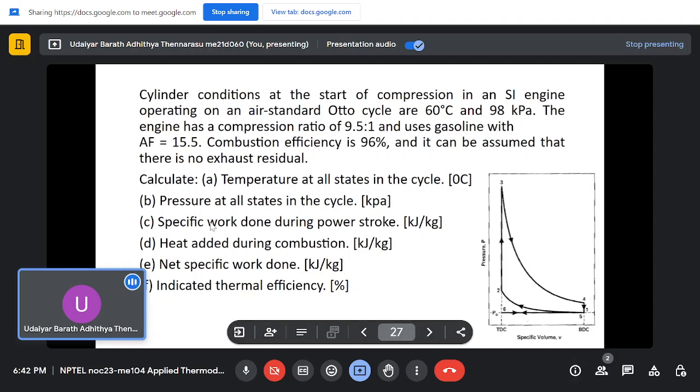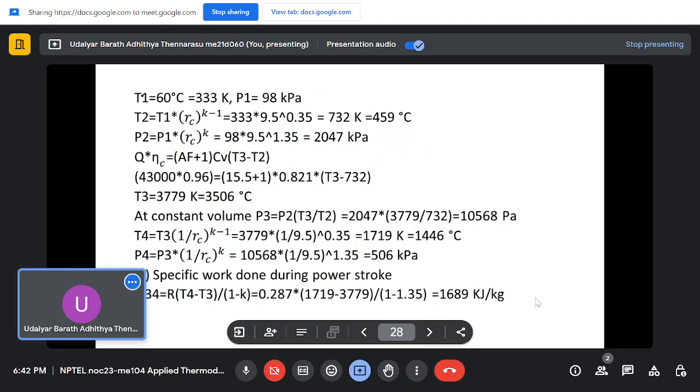Next, we have been asked to calculate the specific work done during the power stroke. And the power stroke is the process 3 to 4. So specific work done will be, this being an adiabatic process, we know the work done in an adiabatic process is mR delta T by 1 minus gamma, or gamma minus 1, depending on the way temperatures are written. So here specific work, so dividing by mass, we'll get R into T4 minus T3, or if you know pressures and volume, we can also use P1 V1 minus P2 V2.